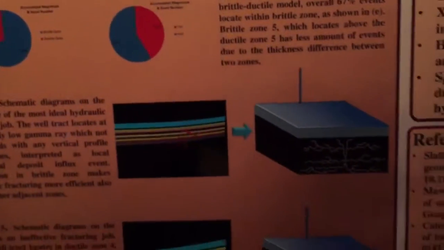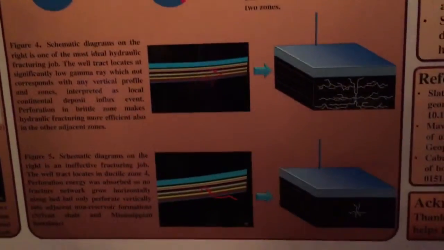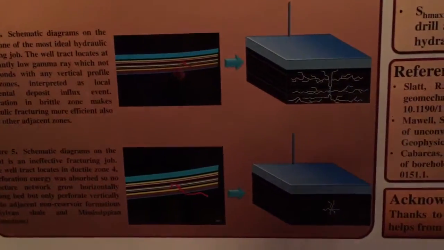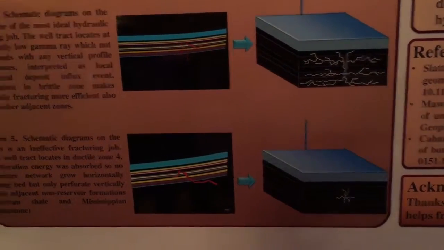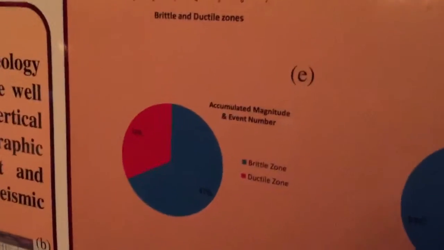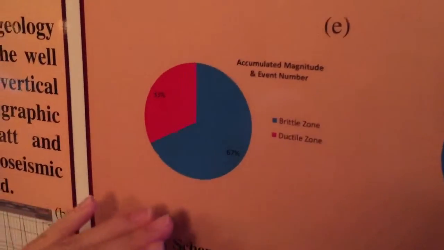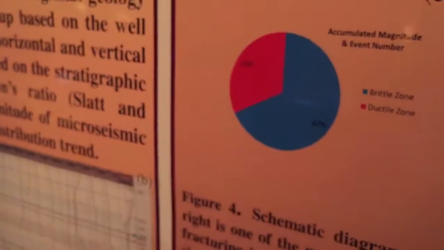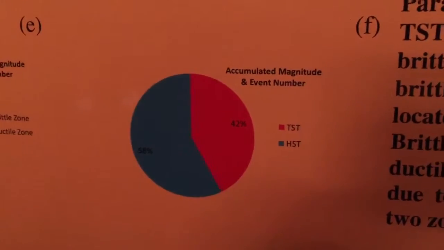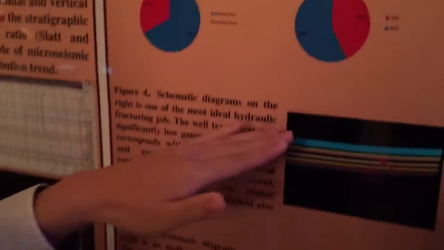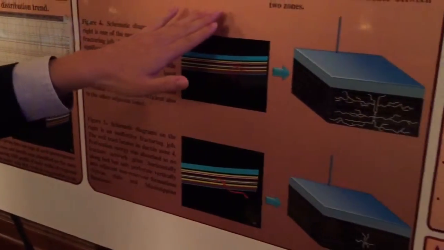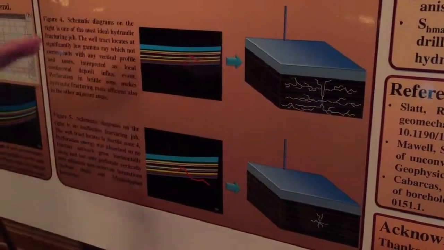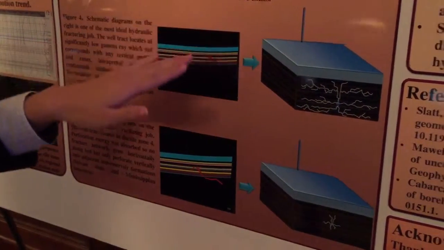And the trends are more obvious within the brittle and ductile model, where overall 67% of the magnitude, accumulated magnitude and event number are located in the brittle zone, and 33% of the magnitude and numbers in the ductile zone. The trend in the parasequence set model is not that obvious, because the brittle and ductile zone model is built based on the parasequence set model.